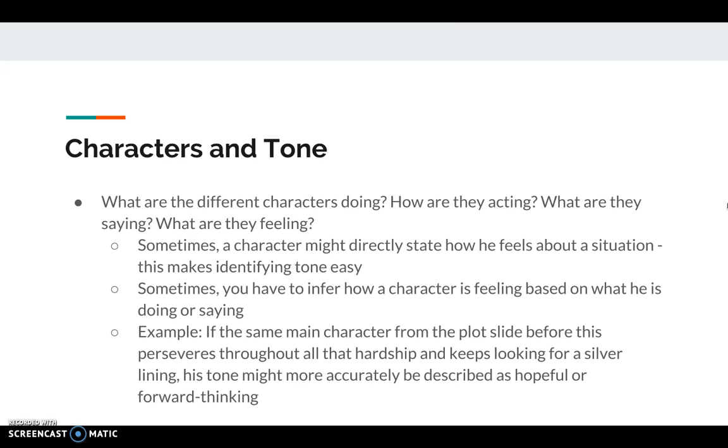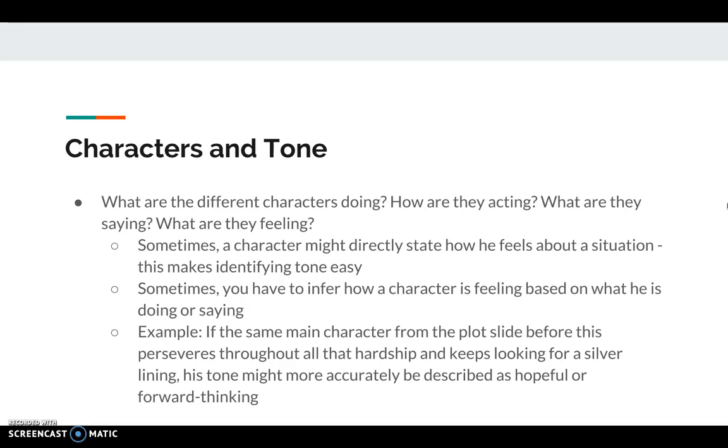Sometimes a character tells you right off, I'm angry. And that's awesome, because now you already know that his tone is angry. That makes identifying tone really easy. But characters don't always tell you how they're feeling. Sometimes you have to infer how they feel based on what they're doing or what they're saying.